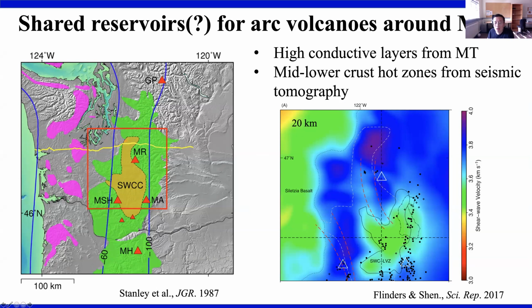Similar thing for tomographic aspects. This is a more recent paper in this region. This shows the tomographic image at 20 depths. You see a relatively concentrated low velocity beneath the center region of these volcanoes. So they are showing there's maybe a magmatic reservoir feeding these three volcanoes at the same time.